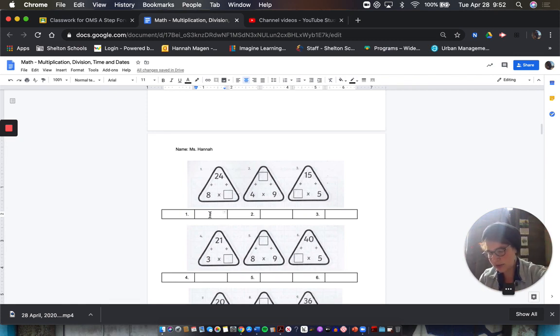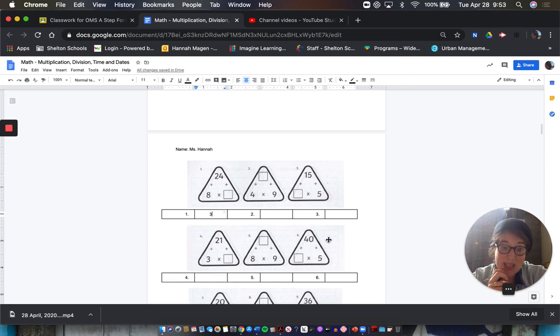So I like to start with 24. What if we subtract 8? 24, 23, 22, 21, 20, 16. Okay, what if we subtract 8 from 16? You know that one, 8. So look at how many 8s we've got there: 3 8s. So what's our answer? 24 divided by 8 equals 3, which means that 3 times 8 equals 24.